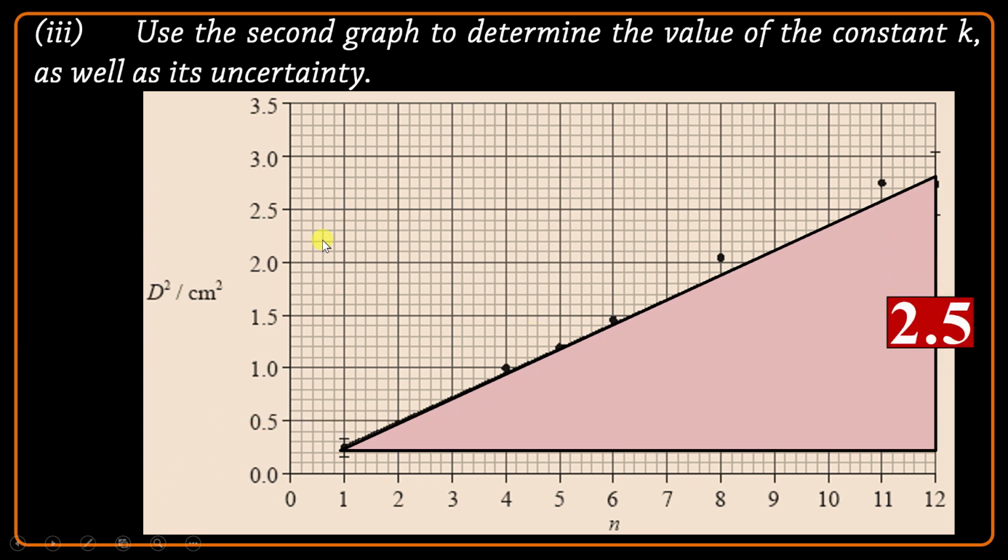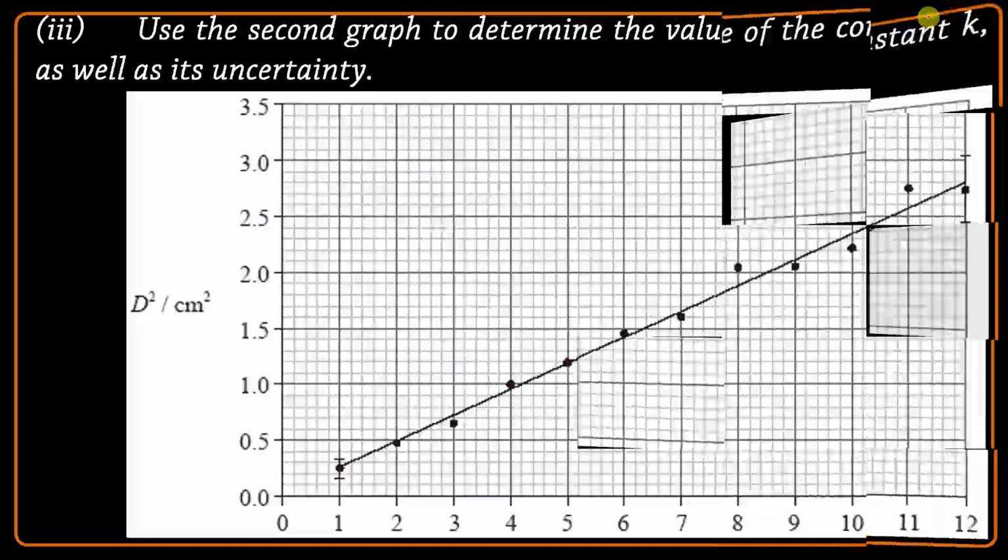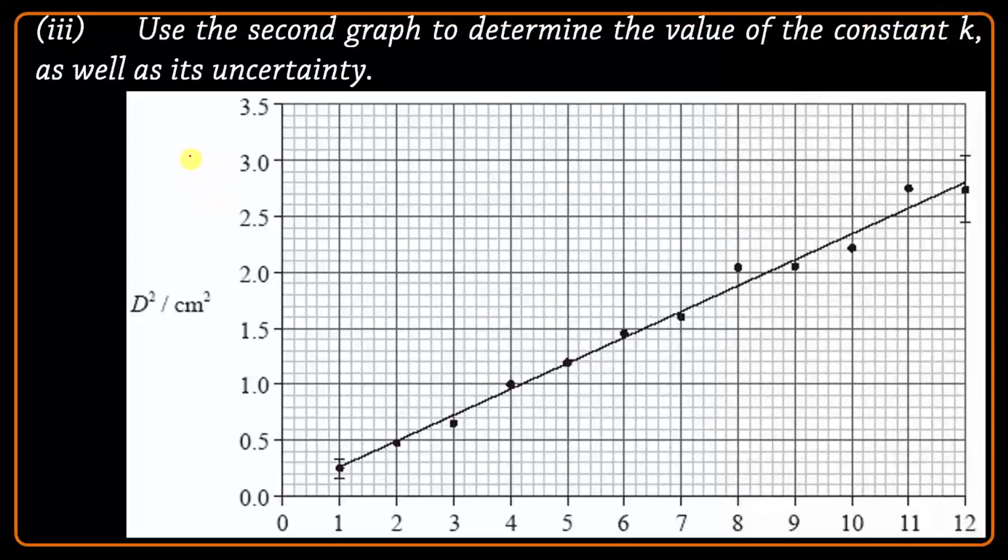The vertical is the height of this triangle, from here to here, is 2.5. It's very easy to find. And horizontal from 1 to 12, so it's 11. That's all. I divide them, height over base, 2.5 over 11, and I find the value to be 0.22. But for the uncertainty, the strategy is different, you know.